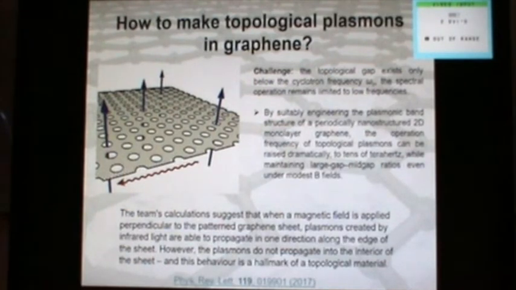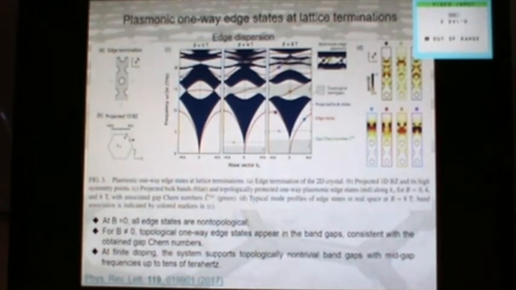So you can have a very small magnetic field. And here is the edge dispersion of this graphene superlattice. At zero field, all the edge states are non-topological. But if you apply a field of four Tesla, you have the topological one-way edge states appear in the band gap. That is topological edge states. And finally, doping the system supports topological band gaps with mid-gap frequency in the terahertz range.